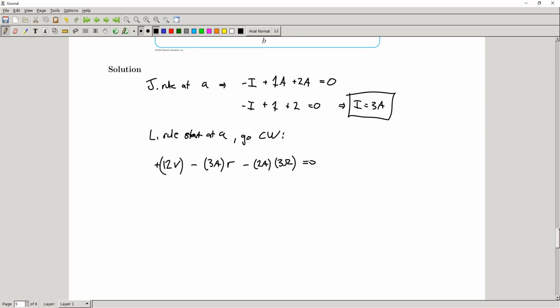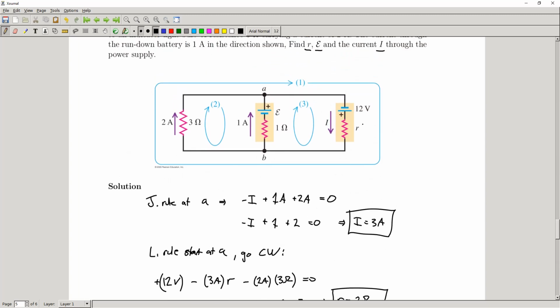So we can sort of clean this whole thing up. Again, I have all the units in here, but this really means that 12 minus 3r minus 6 equals 0. And we can kind of right away solve this. We just move the 12 and the 6 over, except we're going to pick up a minus sign there, so we can move the minus 3 over instead. So we'll end up with 6 equals 3r, which gives us an r equal to 2 ohms. Okay, so that's the internal resistance of this EMF source over here.